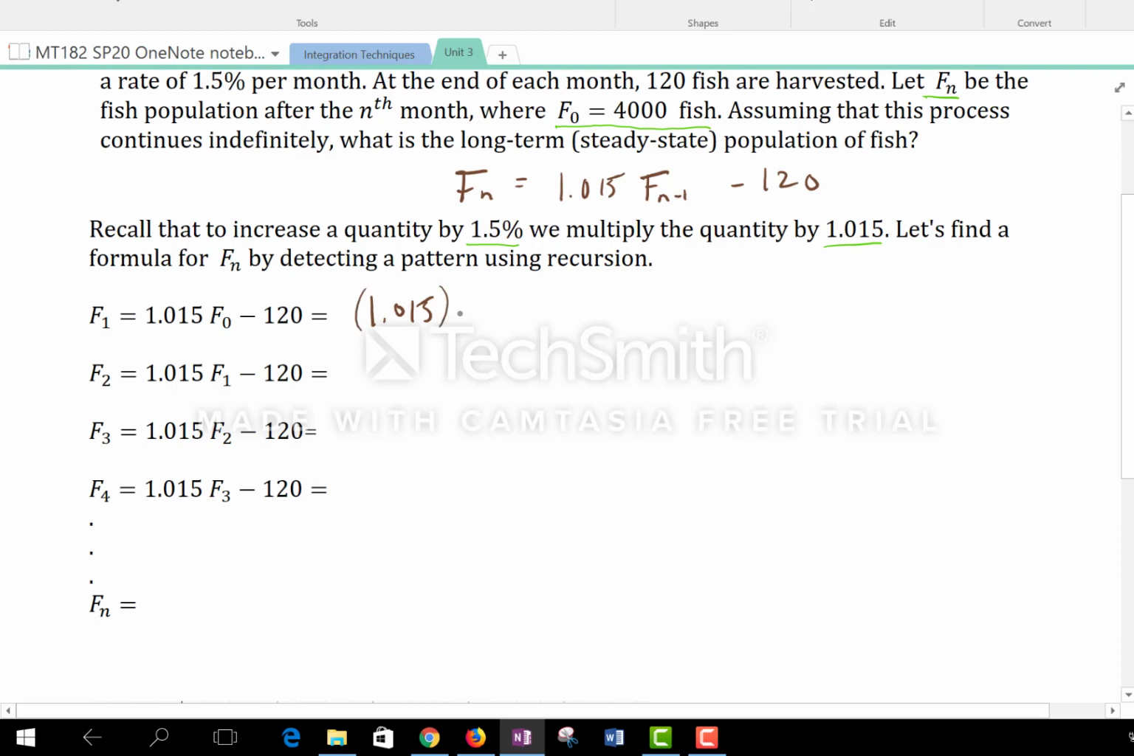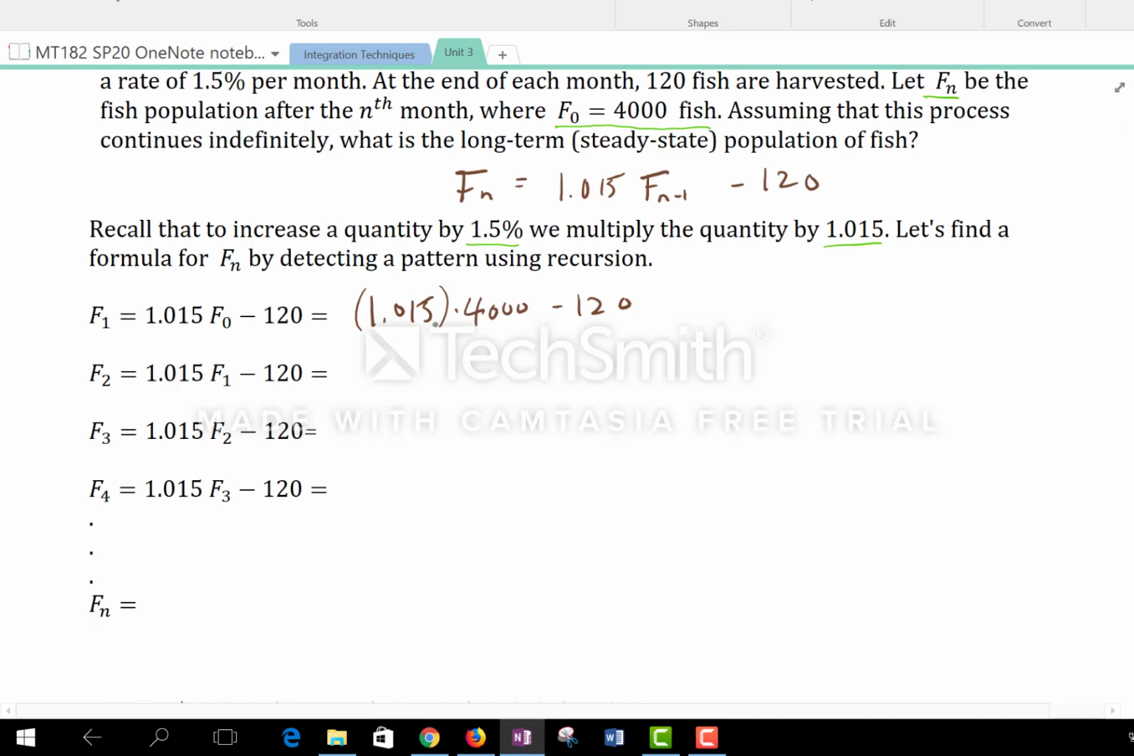So it's 1.015 times 4,000 minus 120. That's after the first month. We could compute that number, all right, but it's actually going to be better for us in terms of developing a pattern to leave that in terms of the multiplications, and we're going to use some exponent notation here in a moment. Now, after the second month, you do the same thing. It's going to be 1.015, increasing by 1.5% times the previous amount, which was after the first month, minus the 120 fish you're going to harvest.